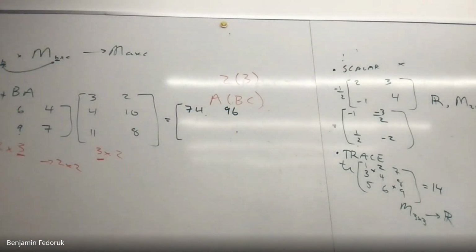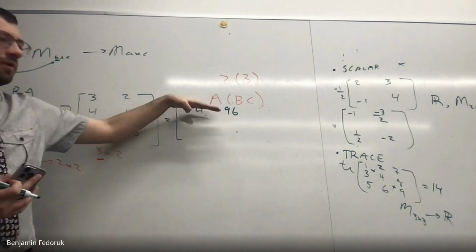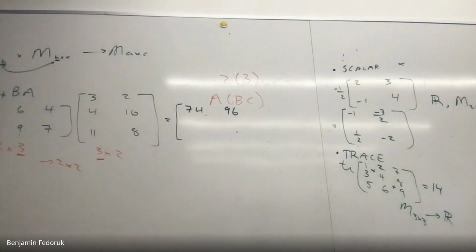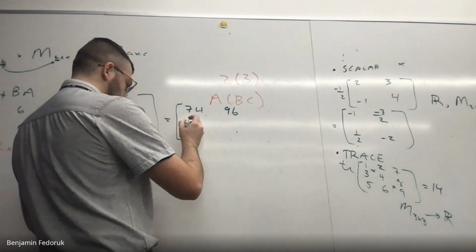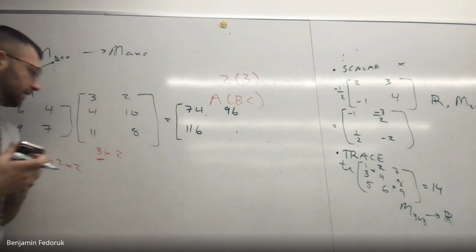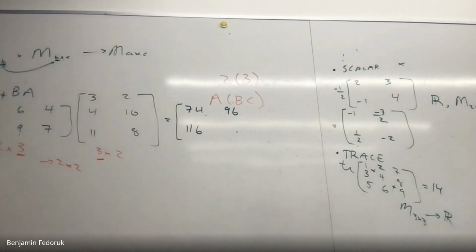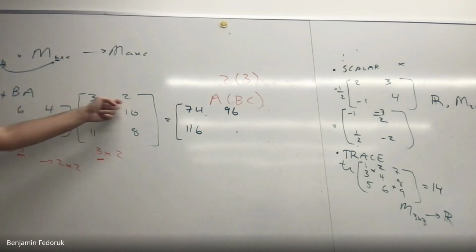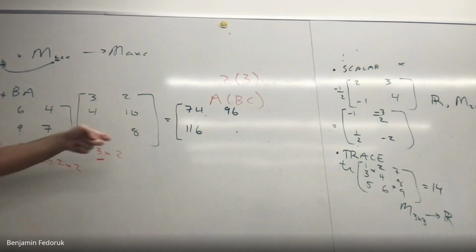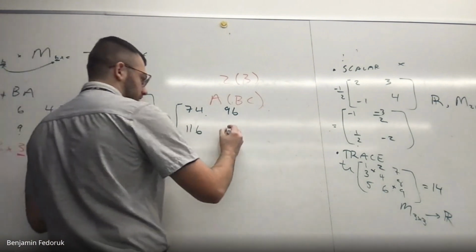Did I put that in the right spot? Yes, I did. 2 times 2, 6 times 10, 8 times 4. So this is in the first row, second column. And we do the same thing with the second row here. So 1 times 3, 9 times 4, 7 times 11. Add the numbers together, you should get 116, if Google is right. I just took this question from the internet. And then 1 times 2 plus 9 times 10 plus 7 times 8 should give you 148.